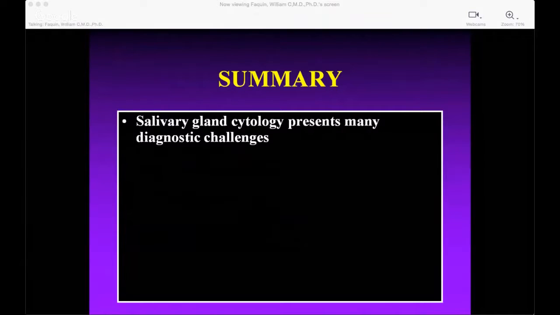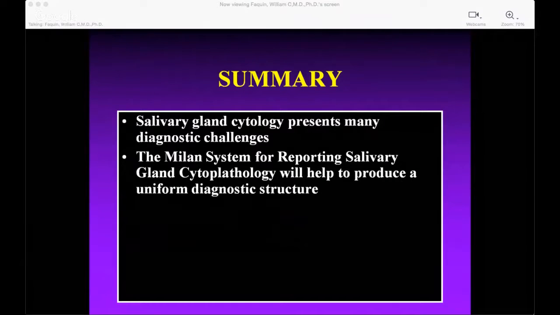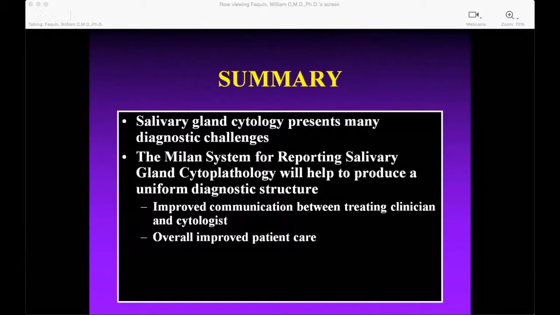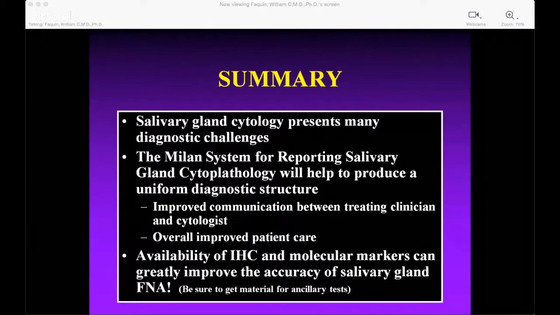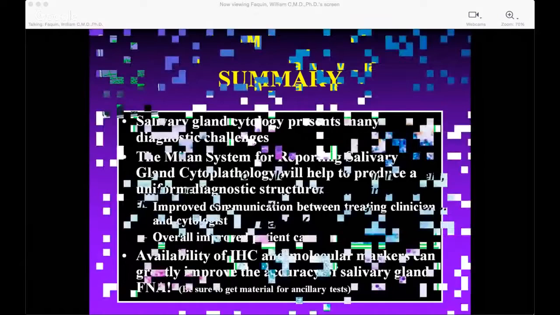So just to summarize, salivary gland cytology presents many diagnostic challenges. The Milan system for reporting salivary gland cytopathology will help to produce a uniform diagnostic structure. It will provide improved communication between the treating clinician and the cytologist, and it will improve patient care overall. The availability of immunohistochemistry and molecular markers can also greatly improve the accuracy of salivary gland FNA, but again, be sure for those difficult cases that you get the material you need in order to apply ancillary tests.